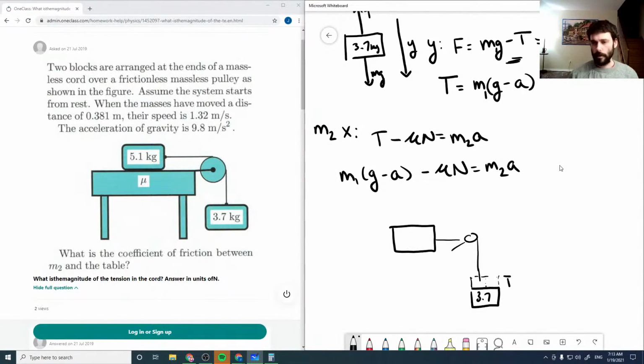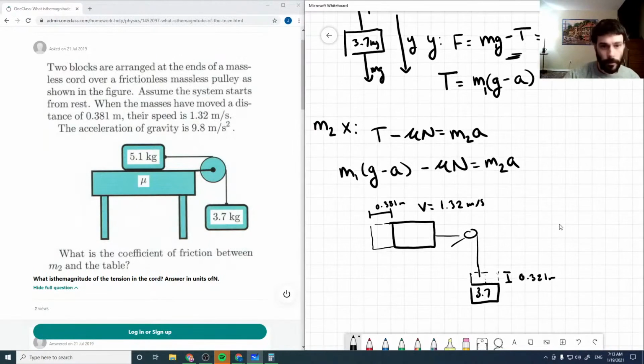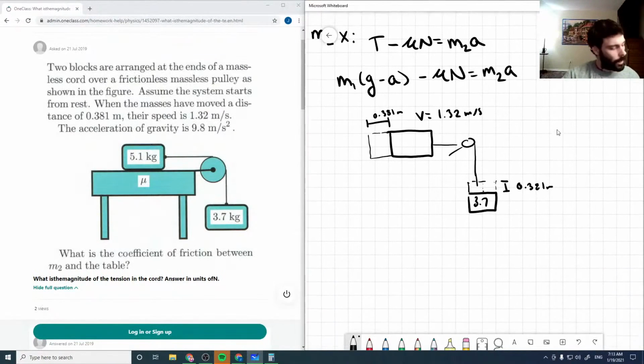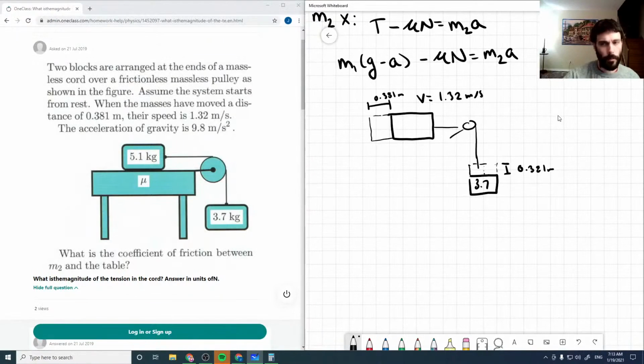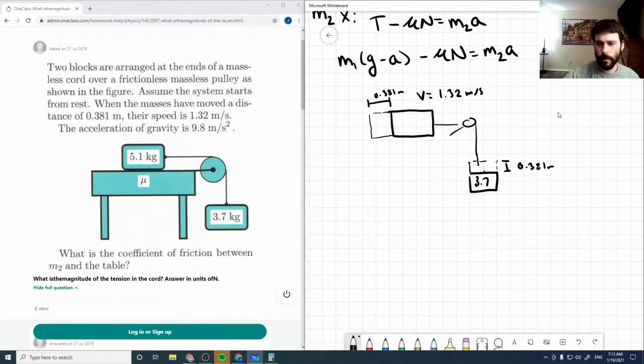And so once we've moved a distance of 0.381 meters, our speed is given as 1.32 meters per second. And so we can apply some of our kinematic equations here. And now our acceleration is going to be constant.